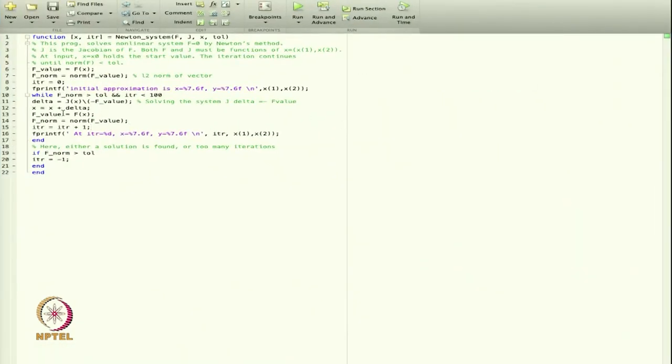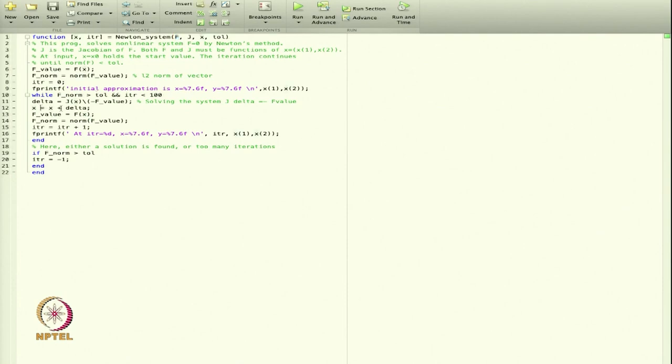In this case F value is the value of the function. So, this is the Jacobian and this is the backslash. Backslash is basically the left inverse. So, it is going to give you the left inverse of J times the value of the function. It is going to solve the system J delta is equal to minus F value. From here this system will be solved and I will get the value of delta. Now, I will put the value of delta in the initial approximation and my approximation x will be improved, and then I will find the value of f, because this is the function we are passing.